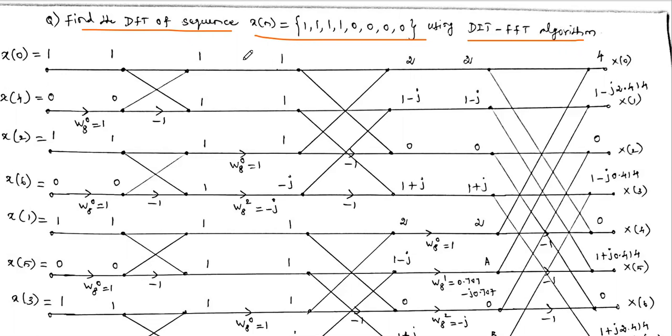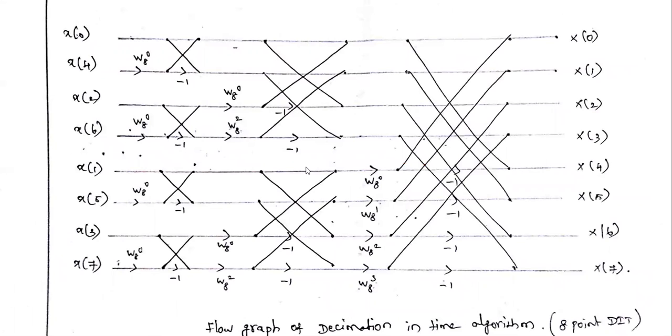Okay, and so in order to solve this problem with a DIT FFT algorithm, first we have to draw the 8-point DIT FFT butterfly diagram. Okay, so here you see the sequence, how many samples are available in our time domain sequence x of n? 8 samples. So in order to find the DFT of this sequence, we have to use the 8-point DFT. Okay, so for that, first we have to draw our 8-point DIT butterfly diagram.